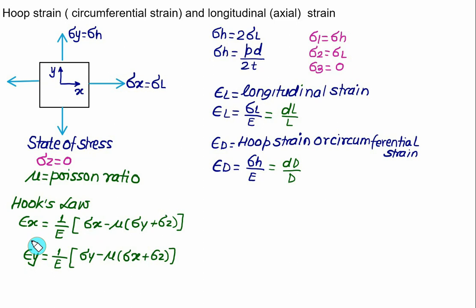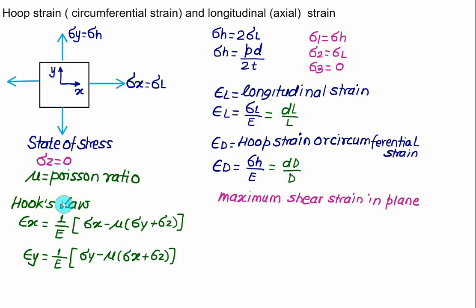Using epsilon x, we can calculate here what is the total strain along the x direction. For this one, we have to substitute sigma x equal to sigma L. Epsilon x will be equal to epsilon L. Sigma y will be equal to hoop stress, and we can solve this equation by putting the value of sigma z equal to 0. So this equation can be written anytime by using the generalized Hooke's law.